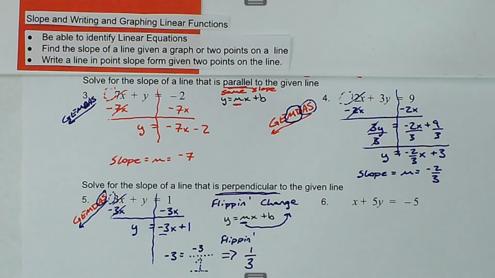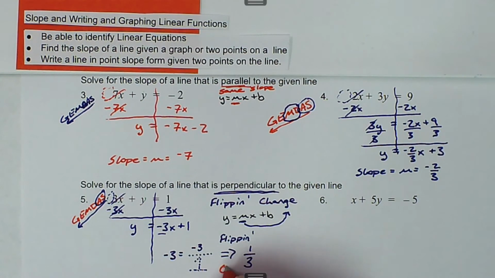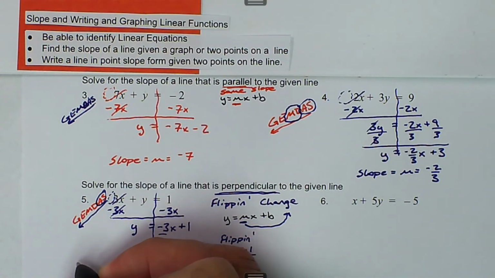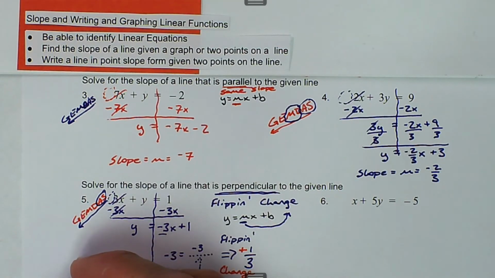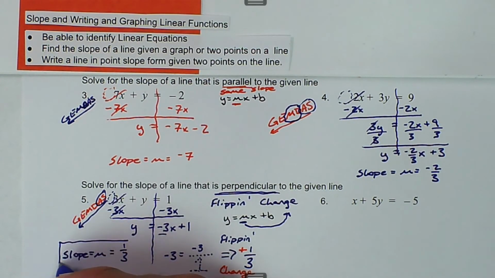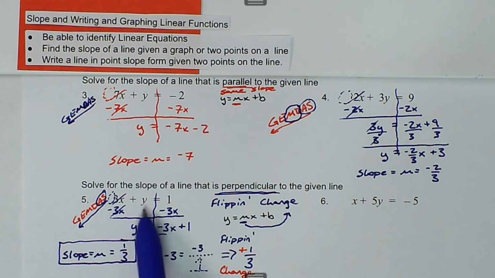And then change means we change the sign. So it was negative, now it becomes positive. So the slope is equal to m. The slope that we're looking for is positive 1/3, because we calculated the slope of this line was negative 3. So now we want to flip, that becomes 1/3, and change, that becomes positive.